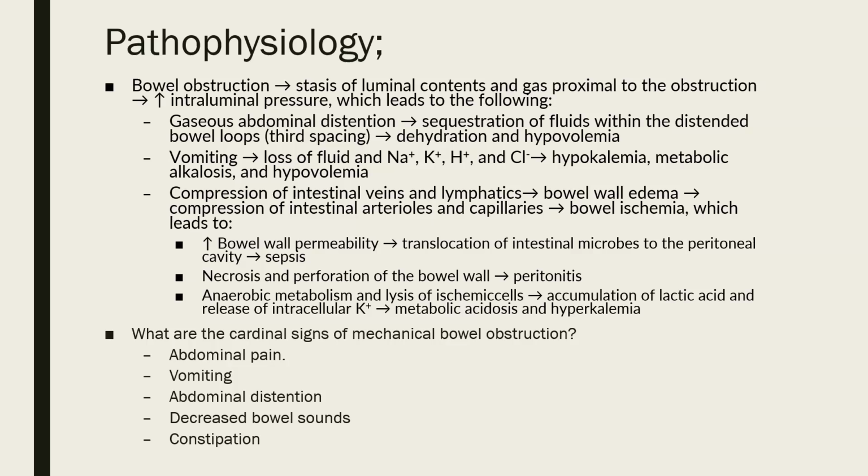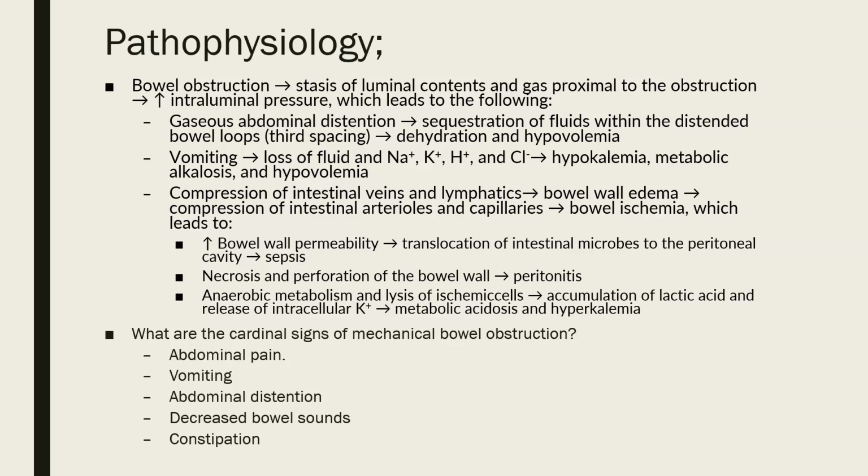You have that distension again, which is going to cause compression of the veins and the lymphatics, right? So this is going to lead to edema. That edema is going to cause compression of intestinal arterioles and capillaries. This is now going to cause ischemia. Now, what happens when you have ischemia? Again, bowel permeability increases. You're going to have the microbes that were initially intestinal come to the peritoneum. This is going to cause sepsis.